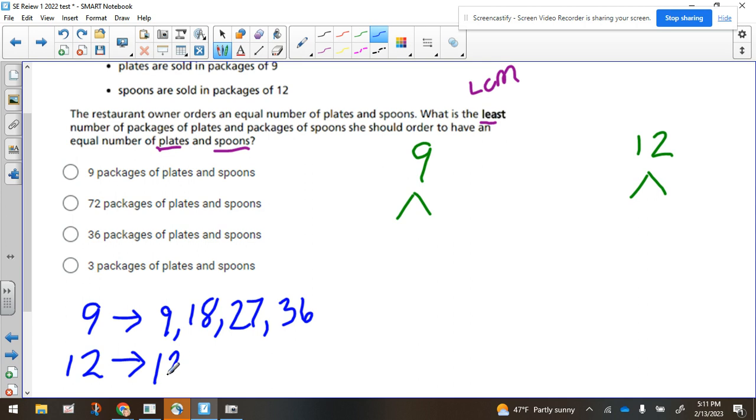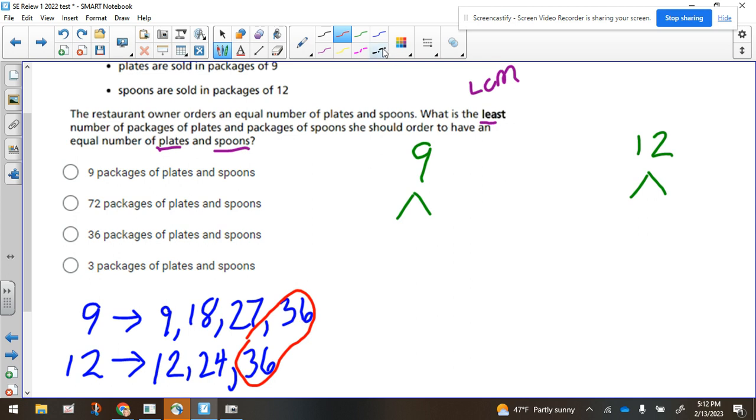12 times 1 is 12. 12 times 2 is 24. You should have this on your piece of paper. 12 times 3 is 36. Now, do you see how right now we have a number that the two sets have in common? This is the least value that's a match in the two sets. So that's one approach that we can take.